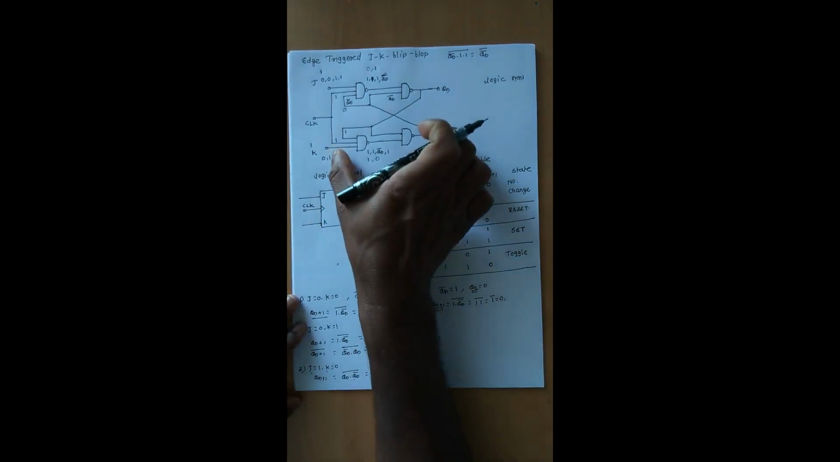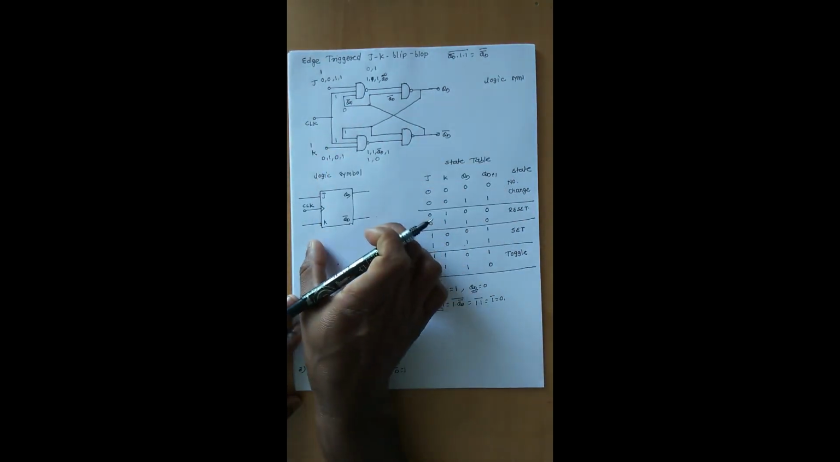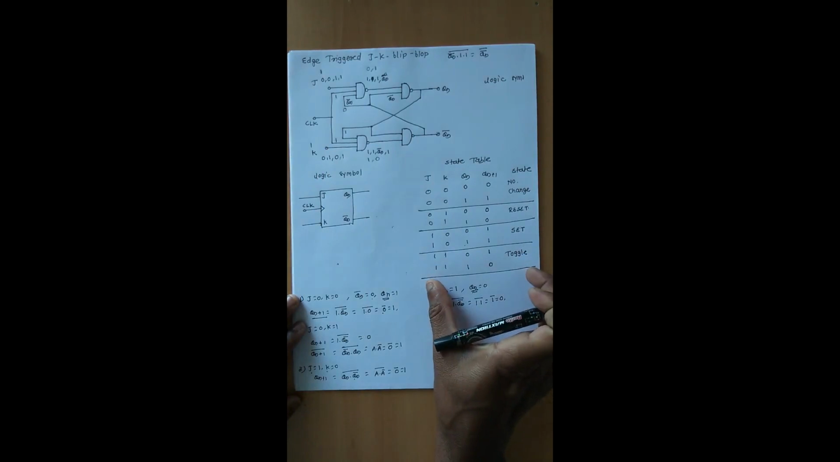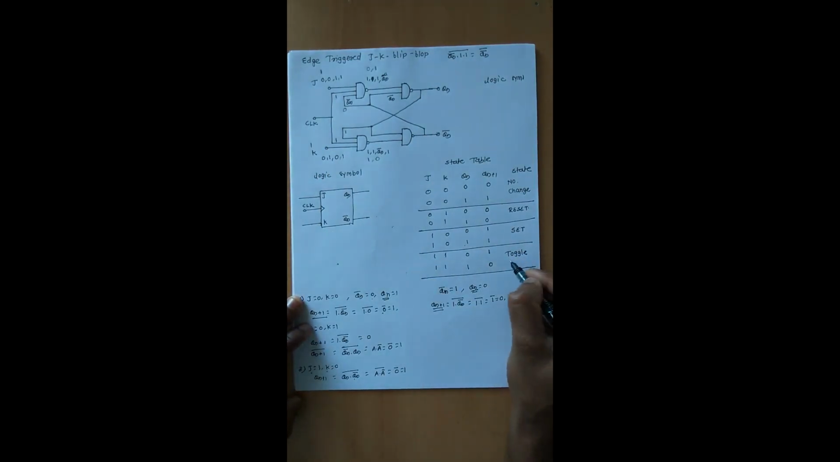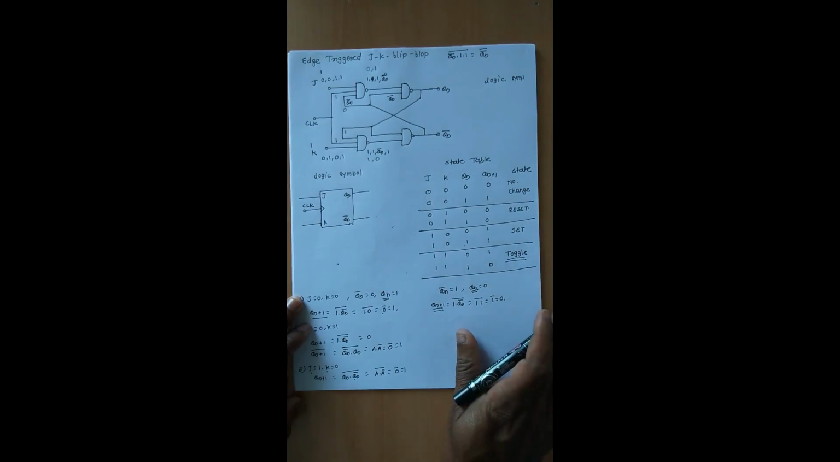I hope you understand the basic circuit diagram and logic symbol of the JK flip-flop. This very important state table, in this state table, the toggling condition is very important, and this is the last condition, the toggling condition of the JK flip-flops. I hope you understand a little bit about the working operation of the JK flip-flops.